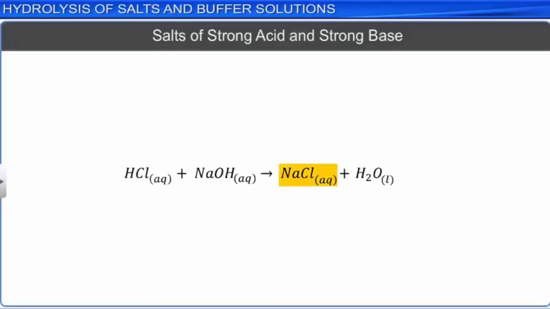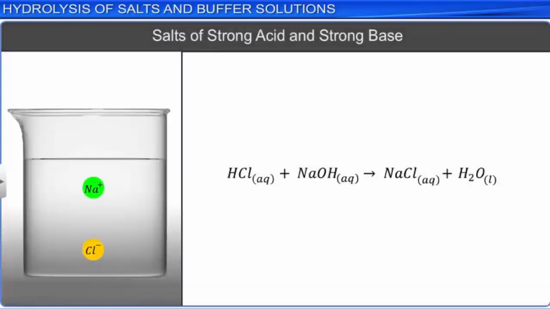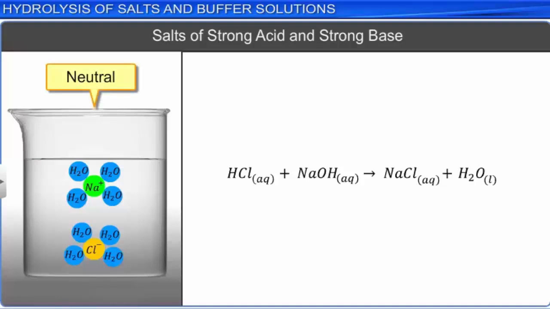Sodium chloride is a salt of a strong acid, HCl, and a strong base, sodium hydroxide. As both the acid and the base are strong, their conjugates Cl- and Na+ ions are weak. Hence, they simply get hydrated but do not undergo hydrolysis. Thus, the solution remains neutral. Hence, the aqueous solution of a salt of a strong acid and a strong base is neutral, as neither the anion nor the cation undergoes hydrolysis.